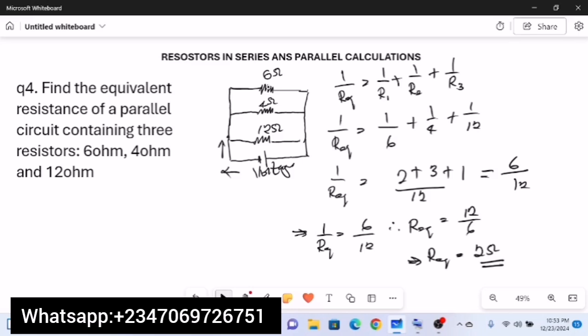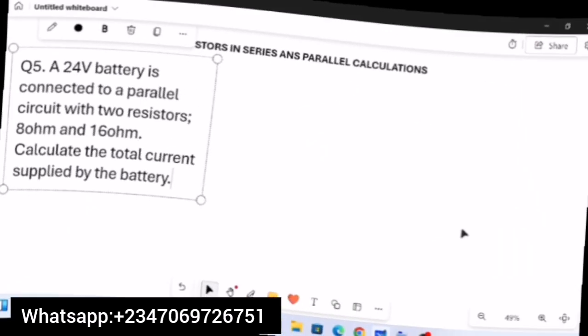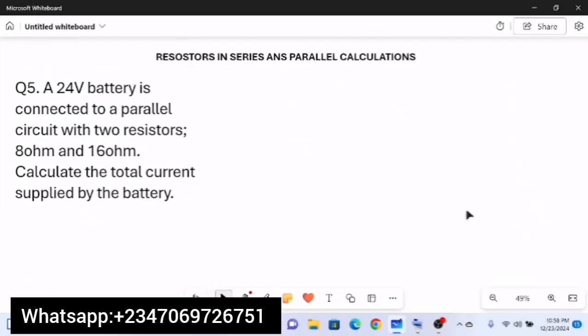Okay, so that's it for this first question. Now let's go to the next question on resistors in parallel calculation. Now the next question says a 24-volt battery is connected to a parallel circuit with 2 resistors, 8 ohm and 16 ohm. Calculate the total current supplied by the battery. Once more, let's draw a diagram to illustrate this question.